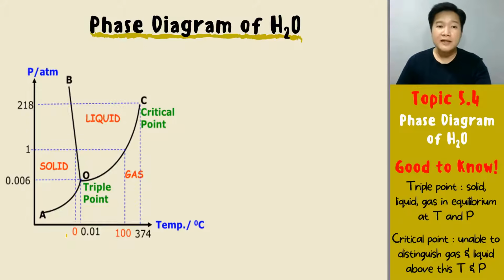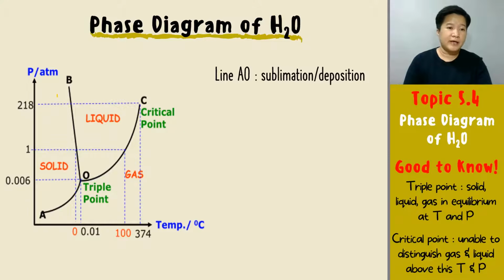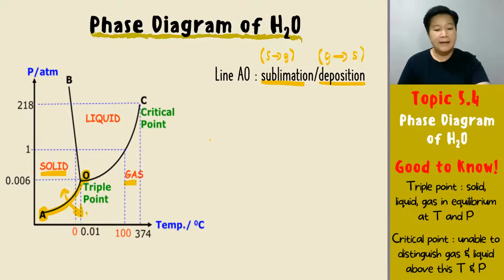So, as always, let's go through the basics of a phase diagram in water. Looking at the phase diagram of water, the first one is your line AO. The line AO, again, is between your solid and your gas, which means sublimation and deposition. Sublimation is your solid becoming gas. Deposition is your gas becoming solid. That is your line AO.